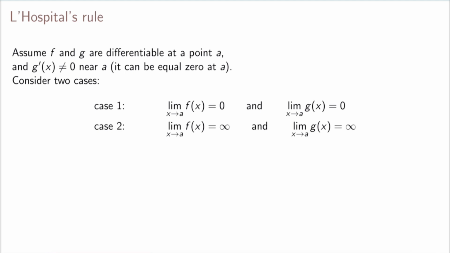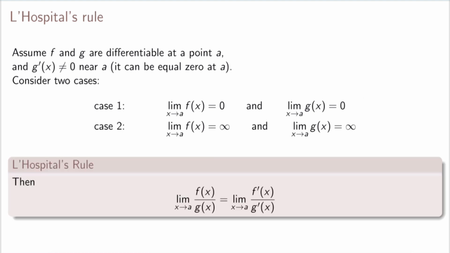And as I said, we consider two cases. In case 1, as the limit x goes to a, f of x is 0, and the same for g. This would be the indeterminate type 0 divided by 0. And the other case is the indeterminate type infinity divided by infinity. Now here's the rule. So L'Hopital's rule says that the limit of the ratio f divided by g is the same as the limit as x goes to a, f prime divided by g prime.